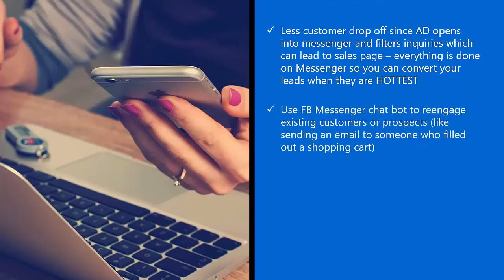Use FB Messenger chatbot to re-engage existing customers or prospects, like sending an email to someone who abandoned a shopping cart. More direct. Inbound. Event-specific. All these factors add to increased value and qualification of prospects and increase the chances of conversion tremendously. All these factors also increase chances of brand equity building quite a bit.